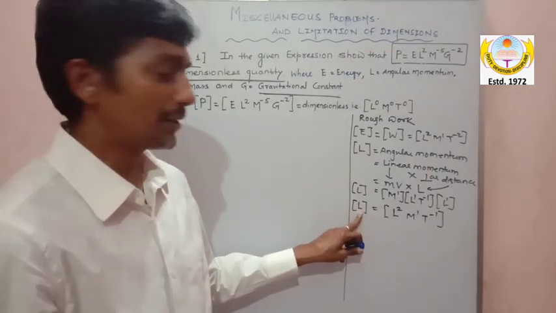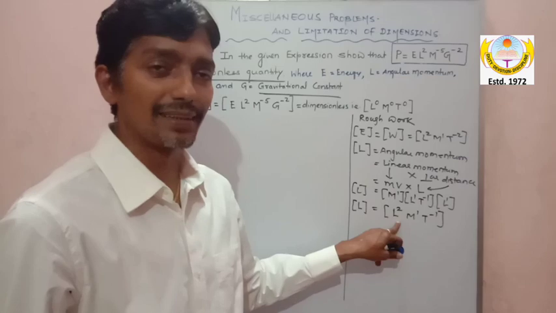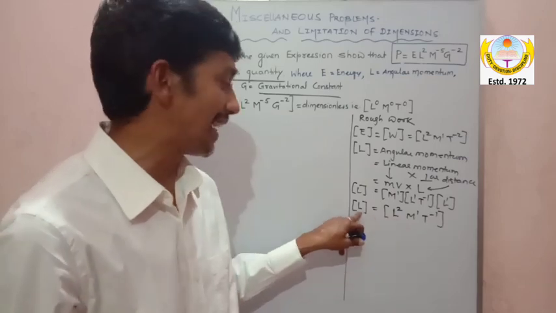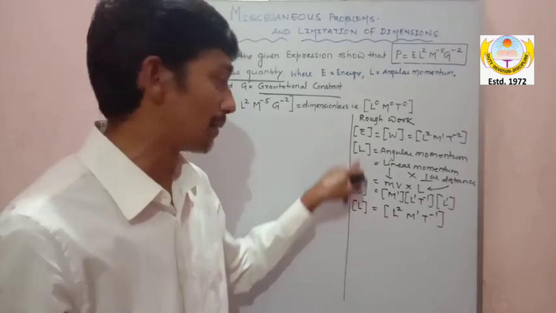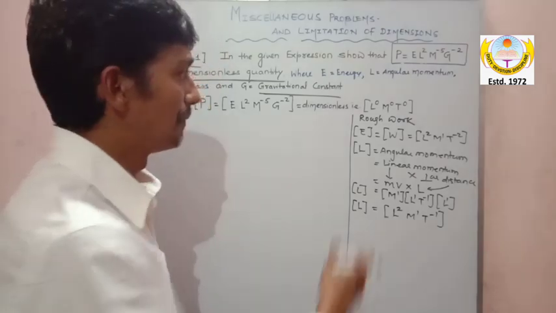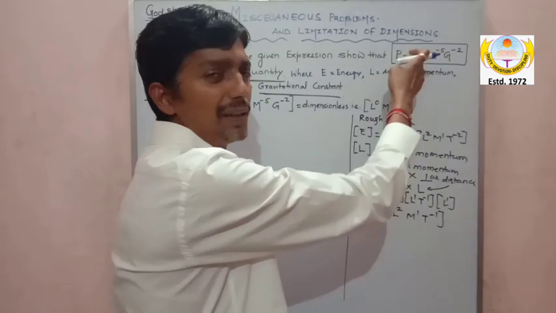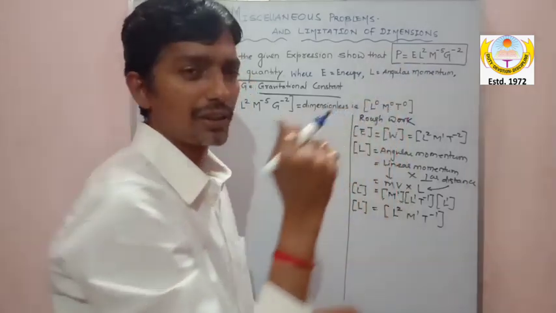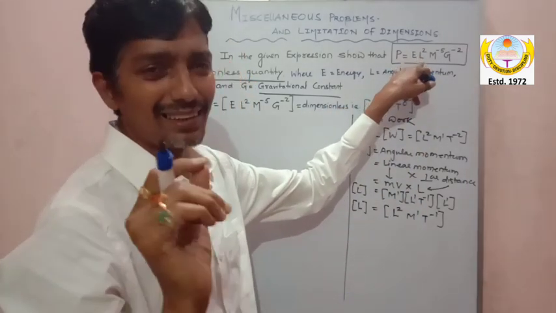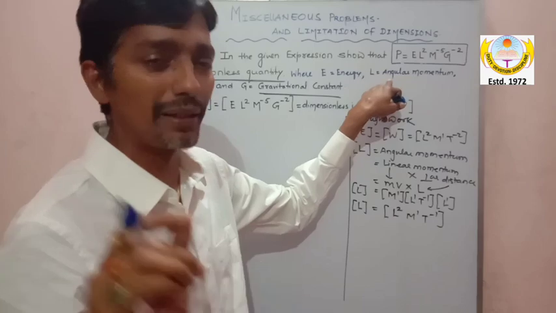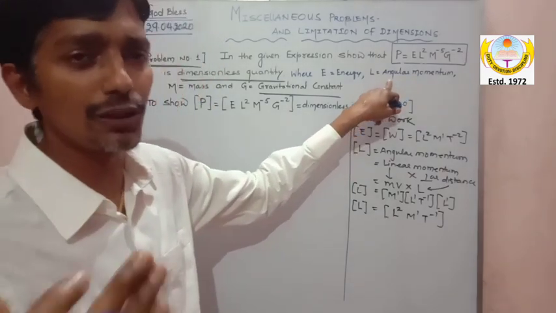Please don't get confused between this L and this L. This one is length, and this L is a representation for angular momentum. Given in the question, it can be some other alphabet also. It can be I also, because I got the question with I here. But the standard abbreviation for angular momentum is capital L or small l.